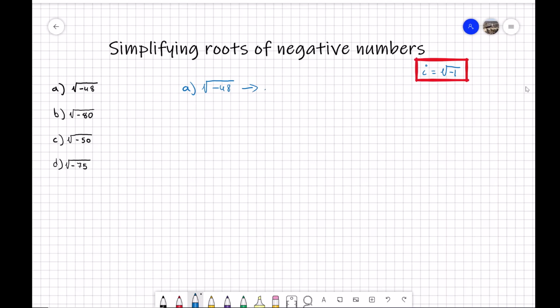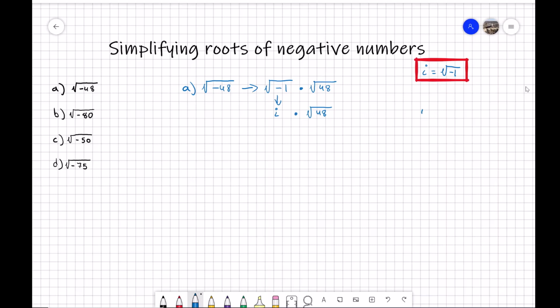By applying some roots properties, we can split this root into two different roots, which are the square root of -1 times the square root of 48. Again, we said that the square root of -1 is i, and we end up with the square root of 48. So now all we have to do is simplify the square root of 48.